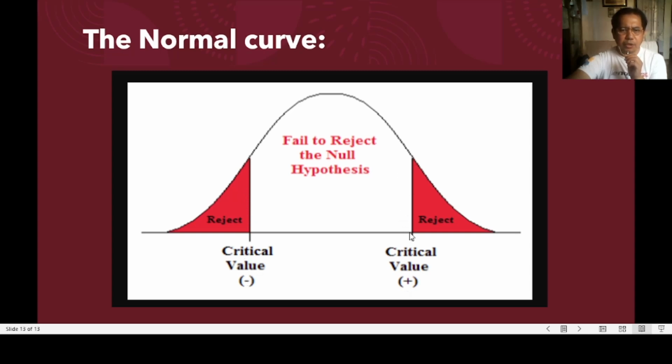When we say critical value, these are the values of the critical z-score or critical t-score. So again, these are the things that we need to remember when we are going to make a decision regarding the null hypothesis.